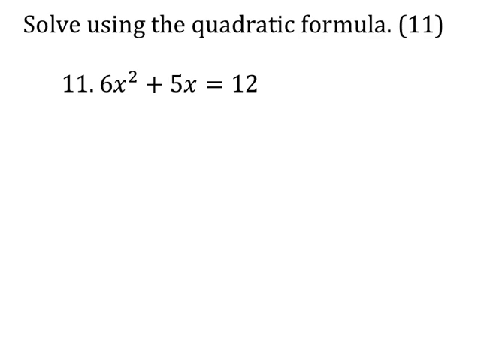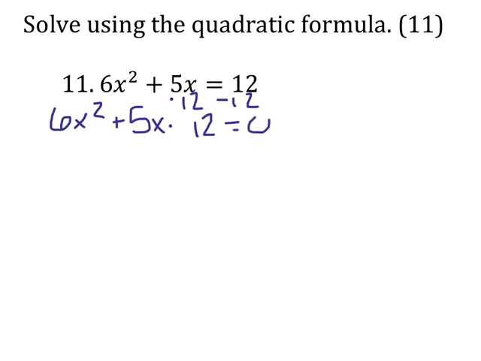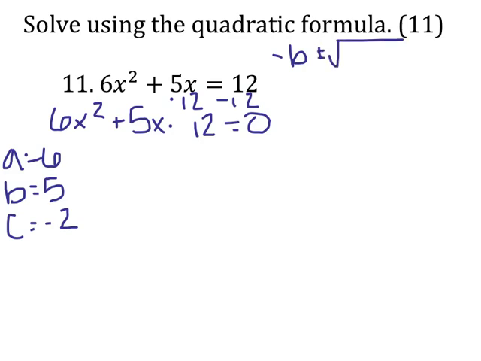Solve using the quadratic formula. Again, before we can use a, b, and c, it needs to be a trinomial equal to 0. So 6x squared plus 5x minus 12 equals 0. So a is 6, b is 5, c is -12. So we'll plug that into our quadratic formula, which is -b plus or minus the square root of b squared minus 4ac all over 2a.